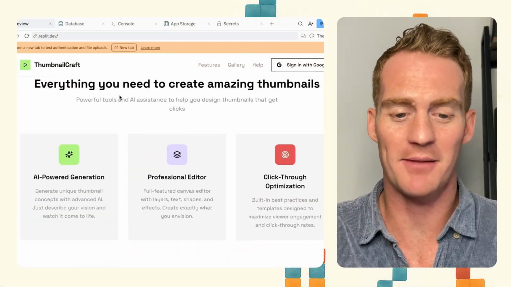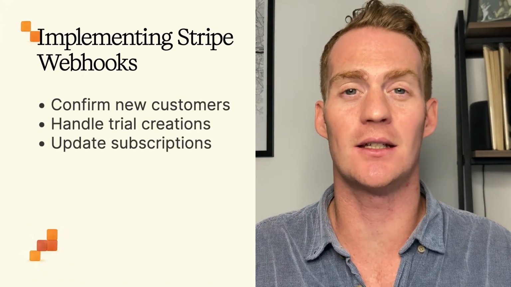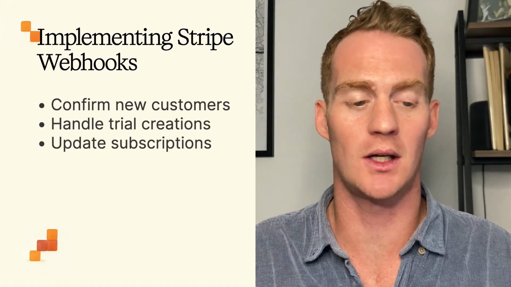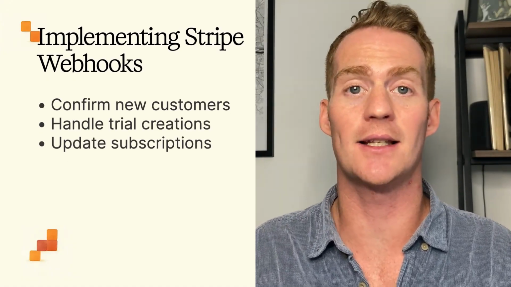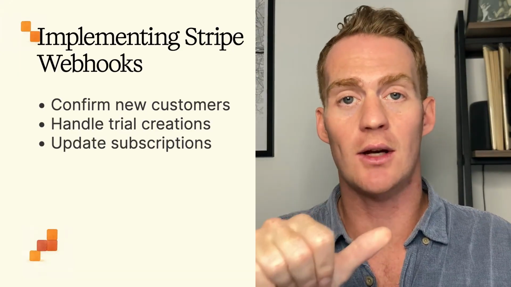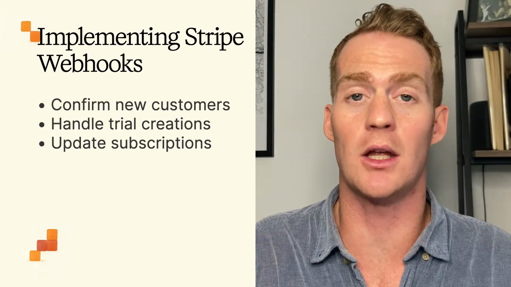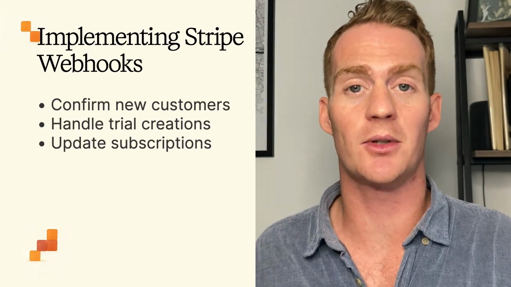So last lesson, we got so close to completing our checkout flow, but we noticed that the plan didn't update. The reason for this is we need to implement Stripe webhooks for key events that will let Stripe send messages to our app to confirm things like new customers have been added, new trial created, and this is also what we're going to use for things like subscriptions updating.